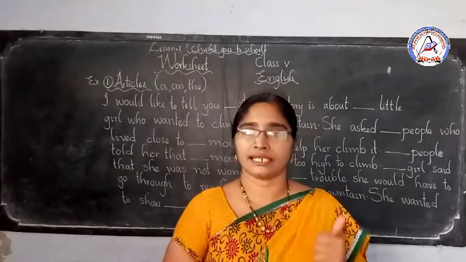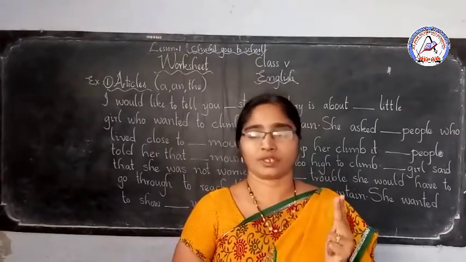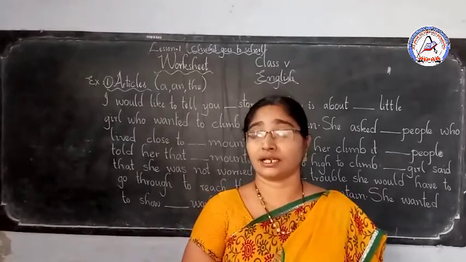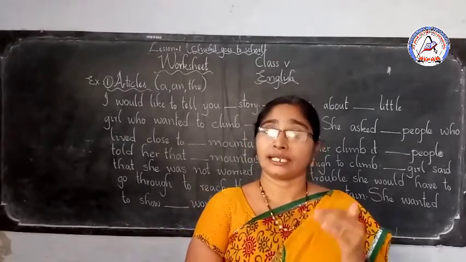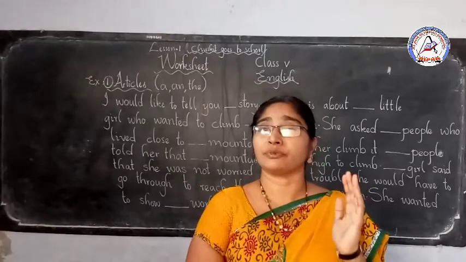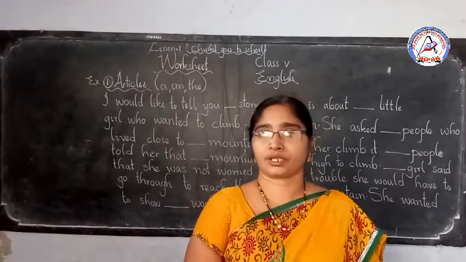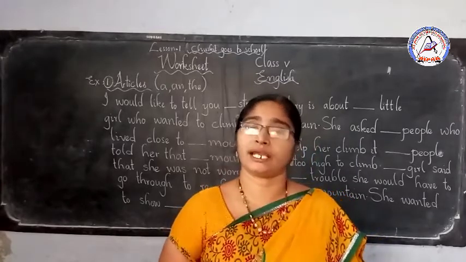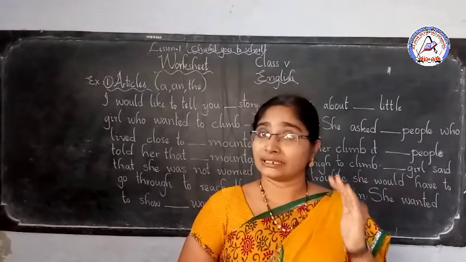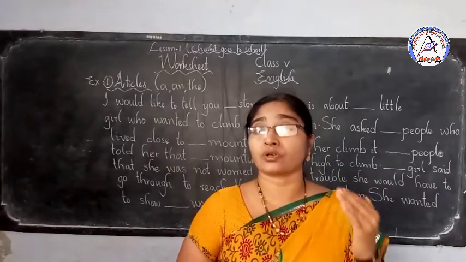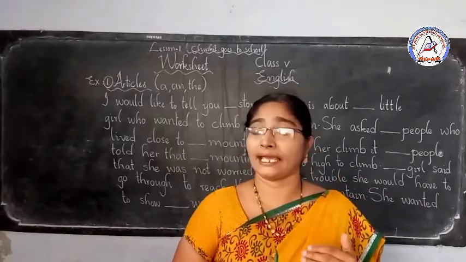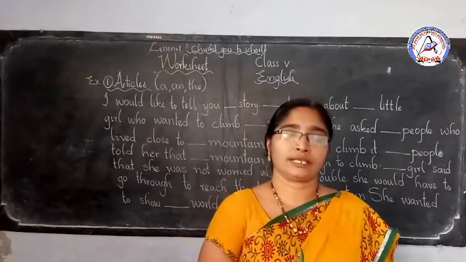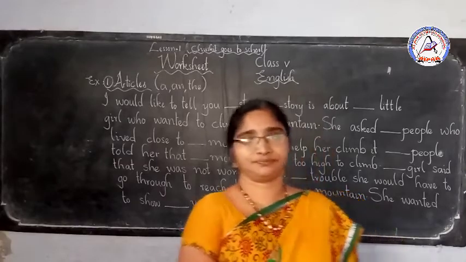What are they? A, an, and the. Already you have learned how to use a, an, and the. A and an are used before singular nouns, and the is used with both singular and plural nouns. And also we have learned that a is used before consonant words and an is used before vowel letters. Yes? Okay, are you ready? Let us begin.